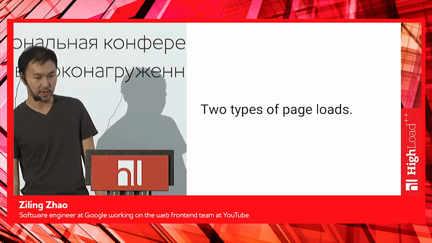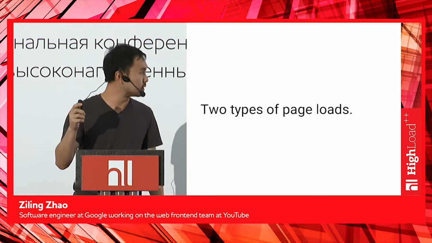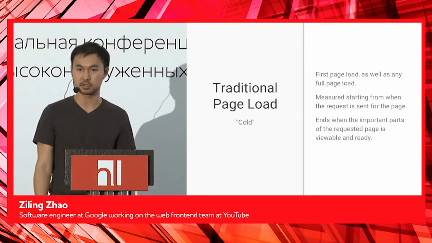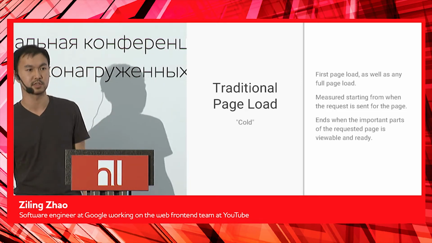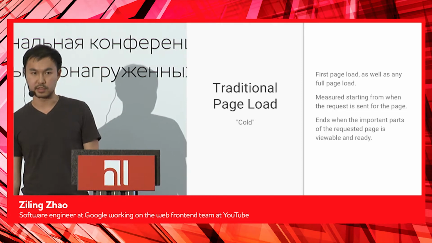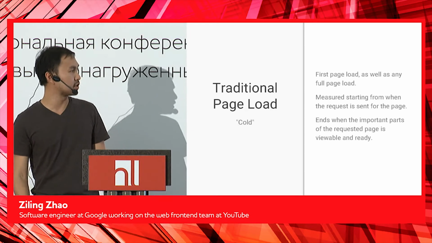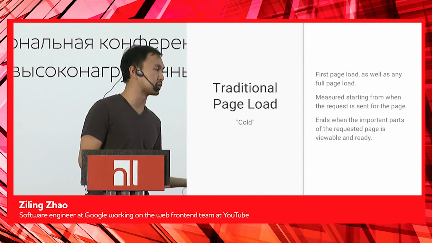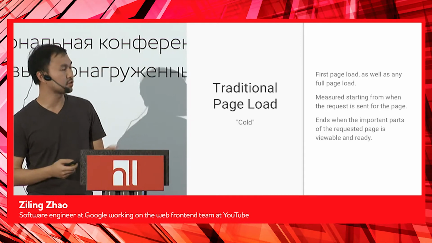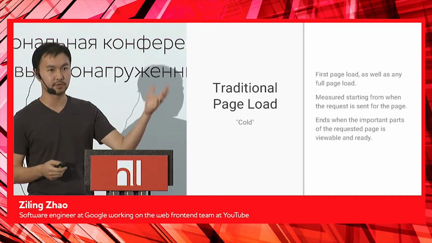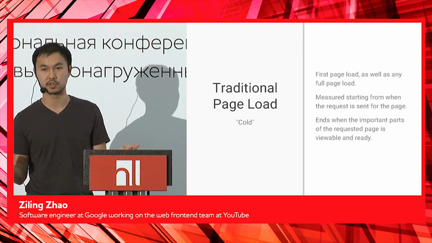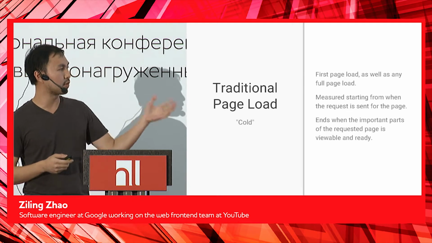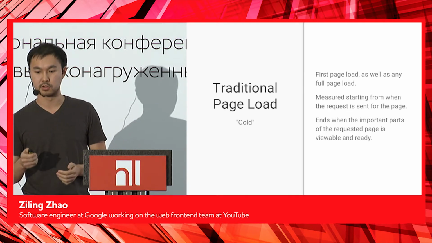So the two types of page load I mentioned, the first one is the traditional page load. This is also sometimes known as a cold page load, especially inside YouTube. This is the first page load that the user sees. It could be a refresh, so that doesn't mean it's completely uncached. And we measure this starting when the request is sent for the page. And you can use something like the resource timing API or the navigation timing API. And it ends when the important parts of the requested page are viewable and ready to the user.